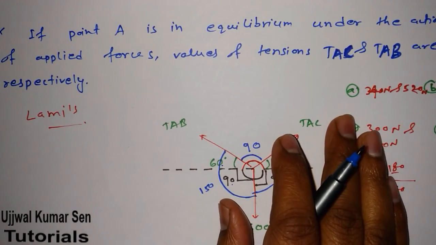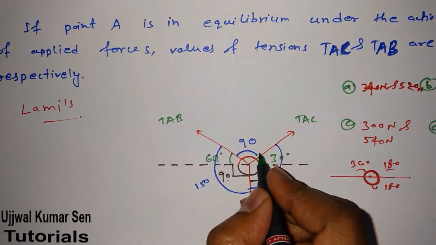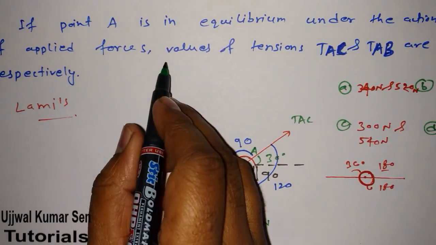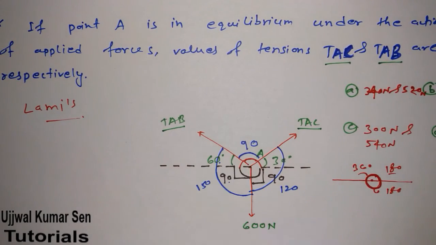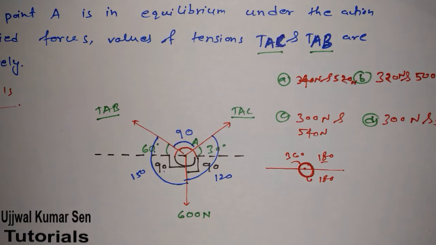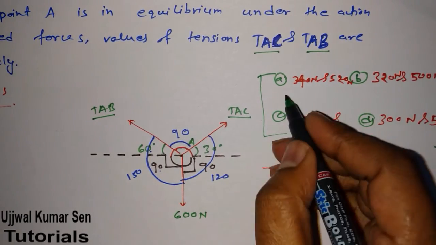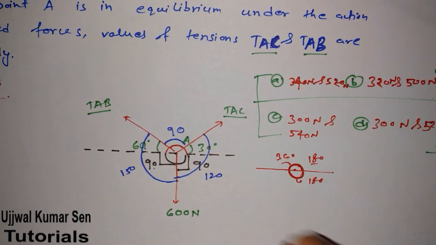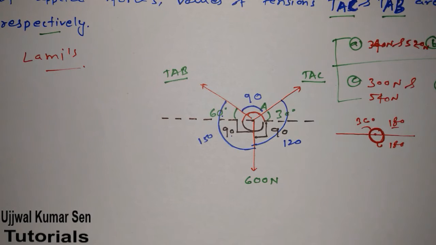Okay, so what this question states is that if point A, okay, let's say this is the point A, is in equilibrium under the action of applied forces, find the values of tension TAC and TAB. So we have to find out TAC and TAB, respectively. And the options are given as they were in the GATE examination. So there is nothing new with these options, so forget about these options. I will share with you which option is matching with our answer. But definitely first of all, let me share with you how to solve the numerical problem.